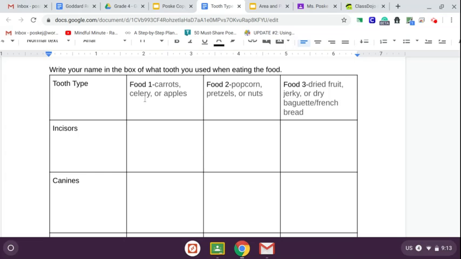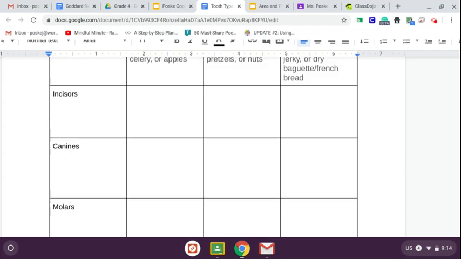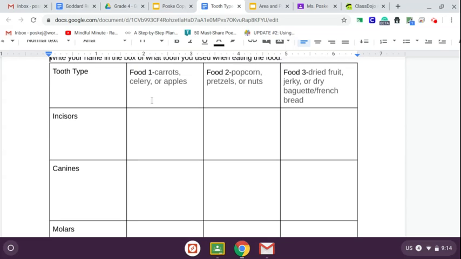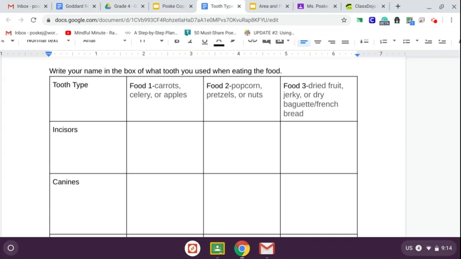If you have carrots, celery, or apples, popcorn, pretzels, or nuts, dried fruit, jerky, or dry baguette, which is like a bagel or French bread, so like bread. Those are some examples that you can use if you have any of those at home. And you can check out which part of my teeth did I use them on. That's what I would do.